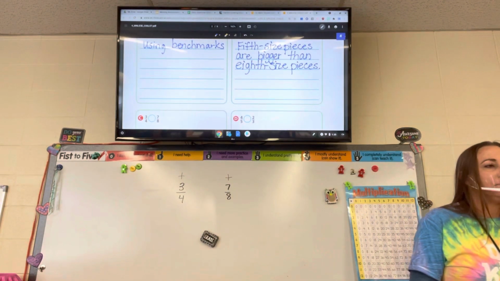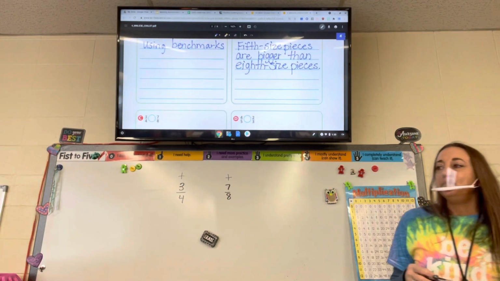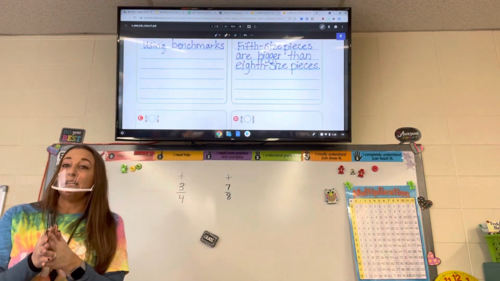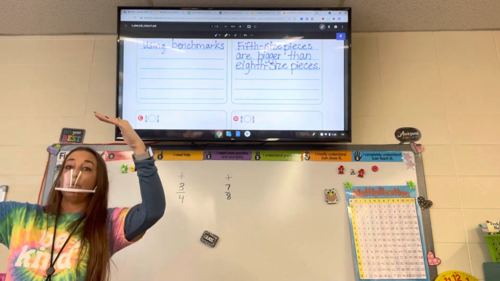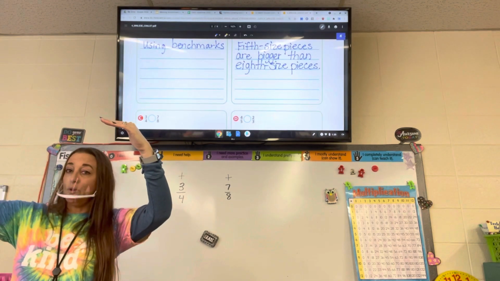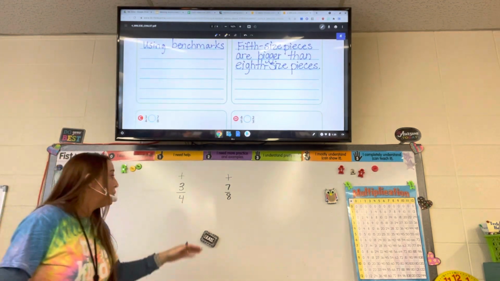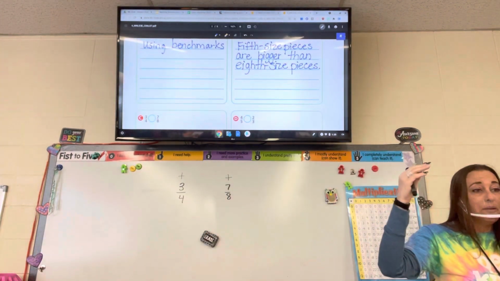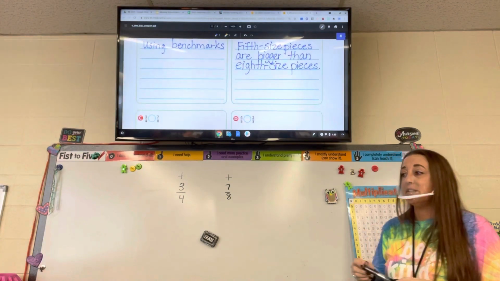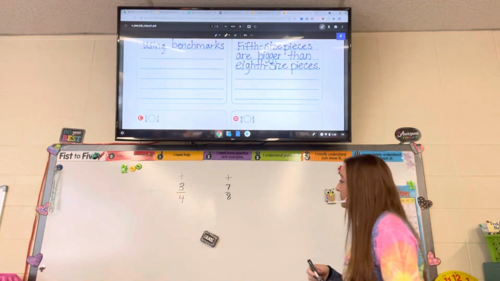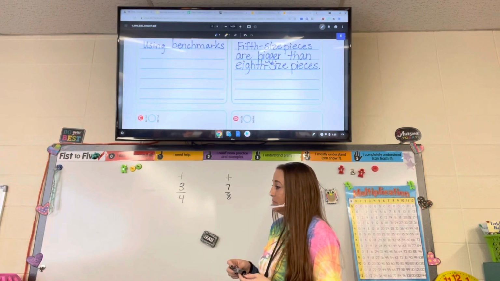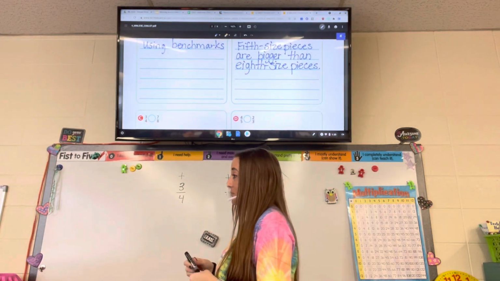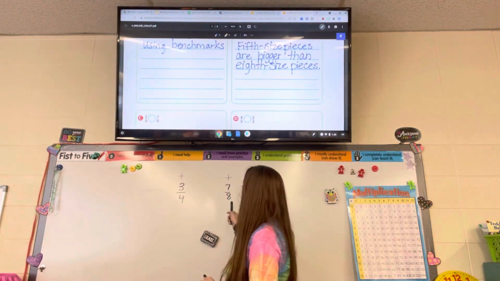Landon? Which has the bigger denominator? In order to look at the denominator, they have to either be the same. We need to either have the same numerator, a common numerator, or a common denominator. Which would make the most sense for this problem, do you think? A common numerator or a common denominator? Sophie? I think a common denominator. Because 4 is half of 8.